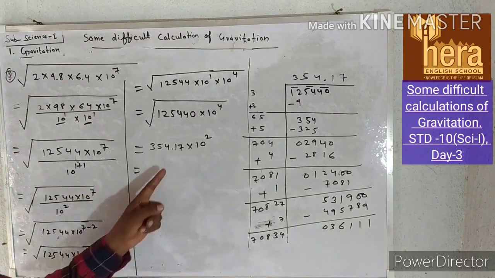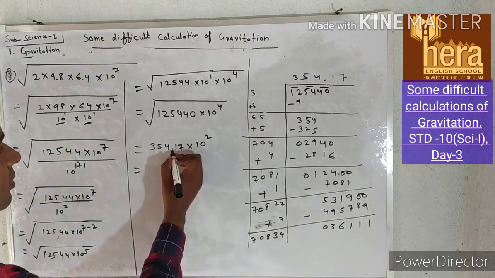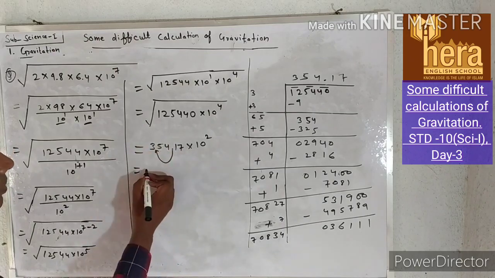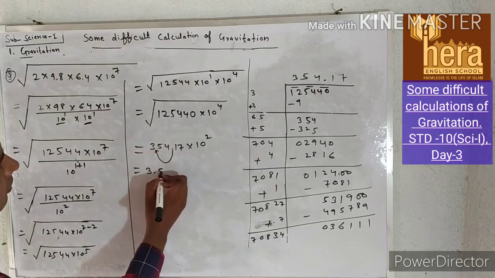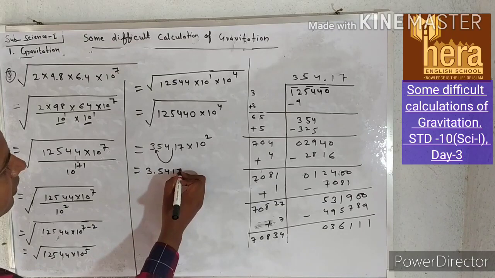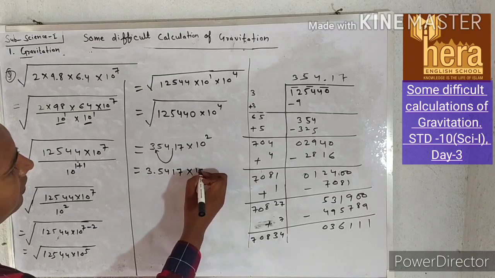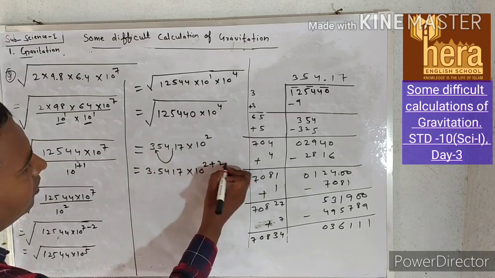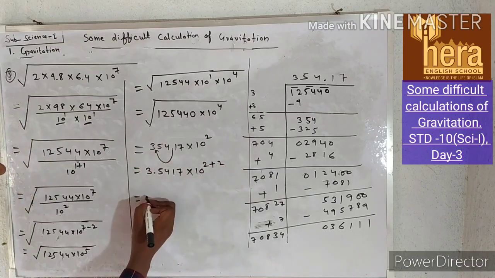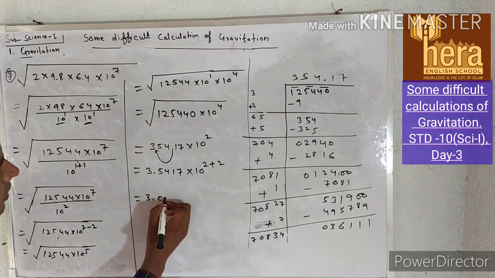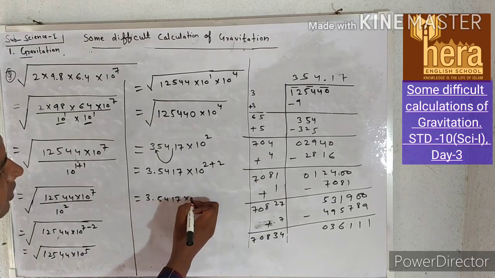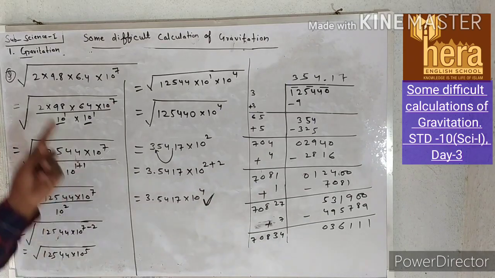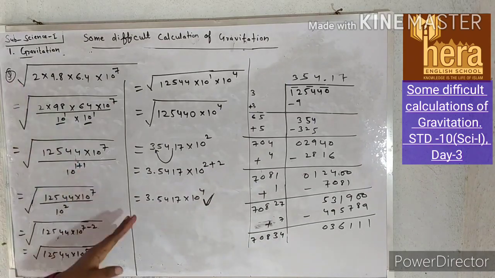So this is not in scientific notation. So you have to shift this decimal from here to here. So this will be equal to 3.5417 into 10 raised to 2 plus 2. So this will be equal to 3.5417 into 10 raised to 4. Now this is in scientific notation. It means after simplification you will get this.